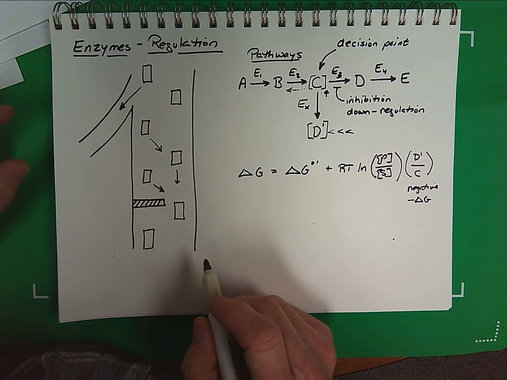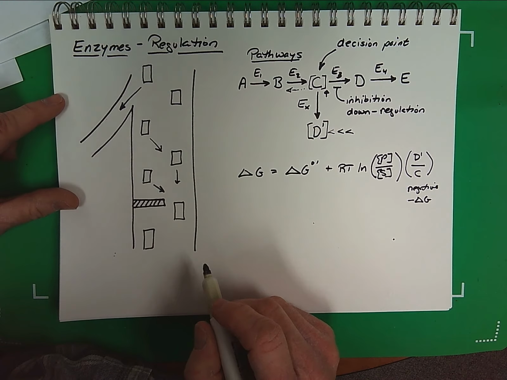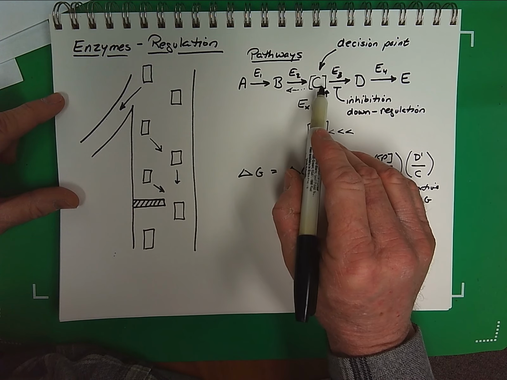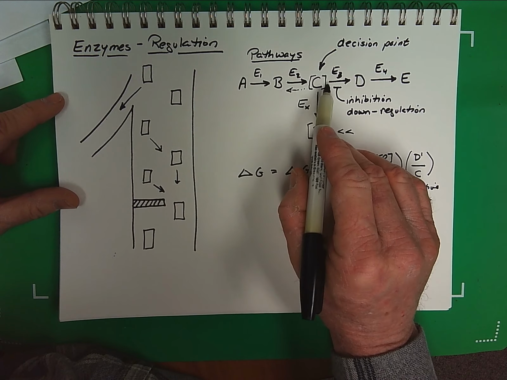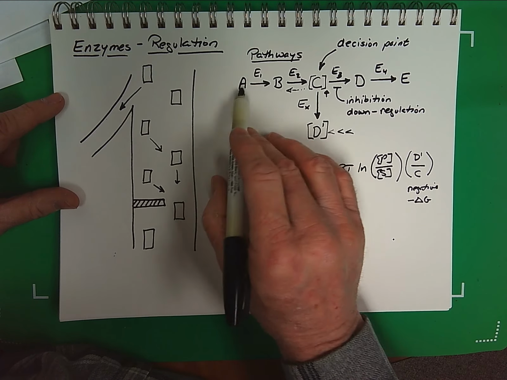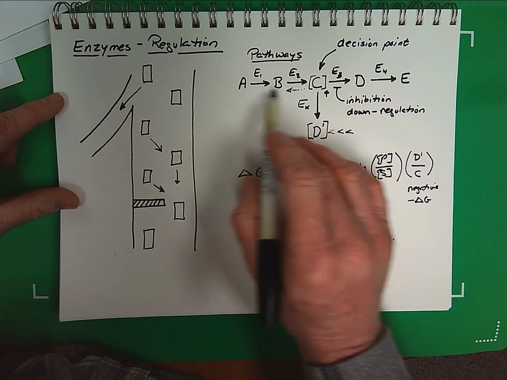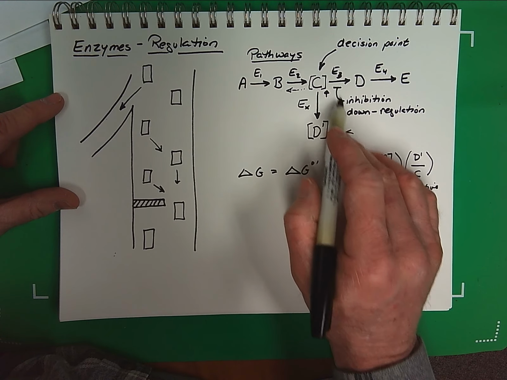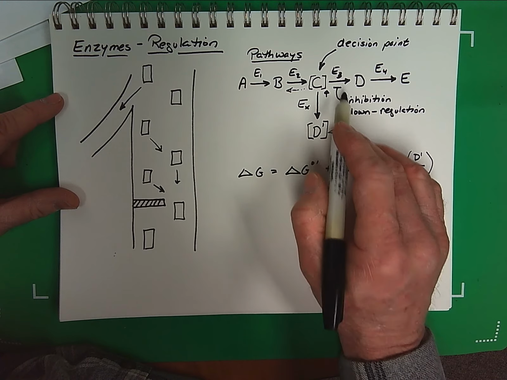So this is one of the most important properties of enzyme regulation, that we are able to take branch points at these decision points and fill these branch pathways, diverting substrates and products from the main pathway into branch pathways by inhibiting downstream enzymes.